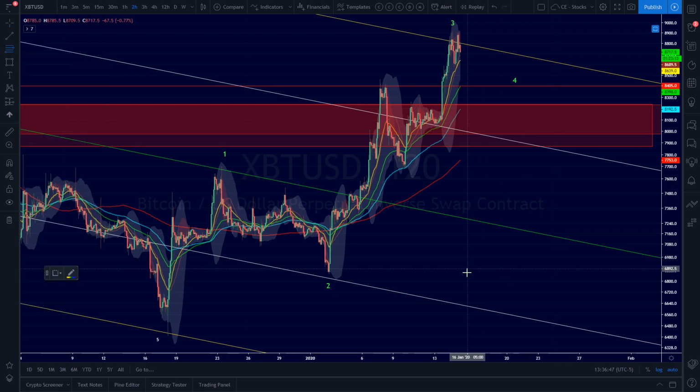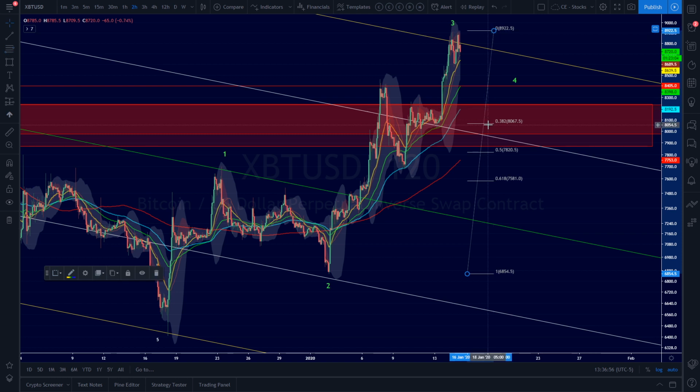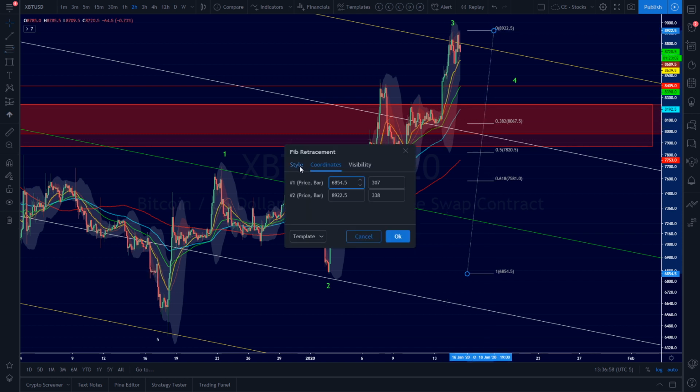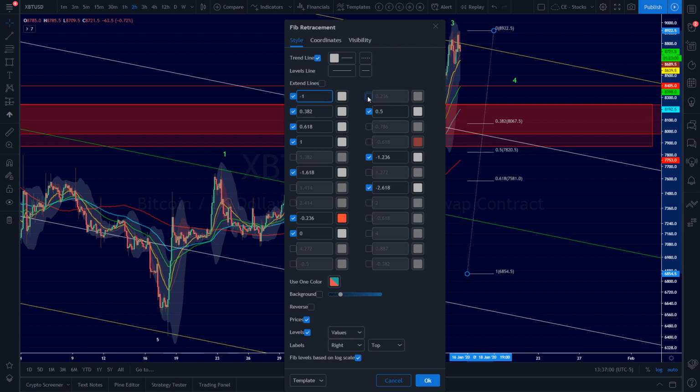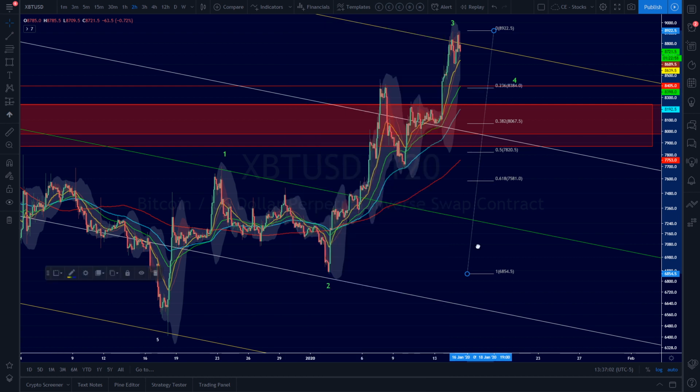So measuring the length of the 2 to the 3, and on a wave 3, we're going to look for potentially a move down to the 382. I'm going to put the 236 on here as well because I think that's going to be important for us to keep an eye on. That's going to be right around 8,400. So we may only come down to the 236. We may not come down to the 382.